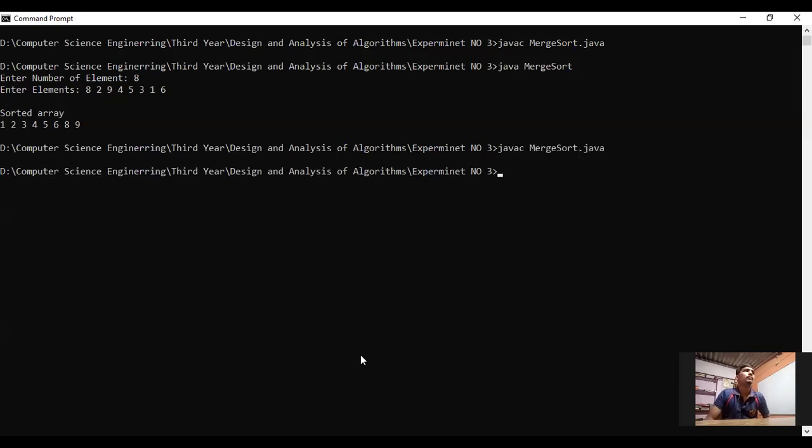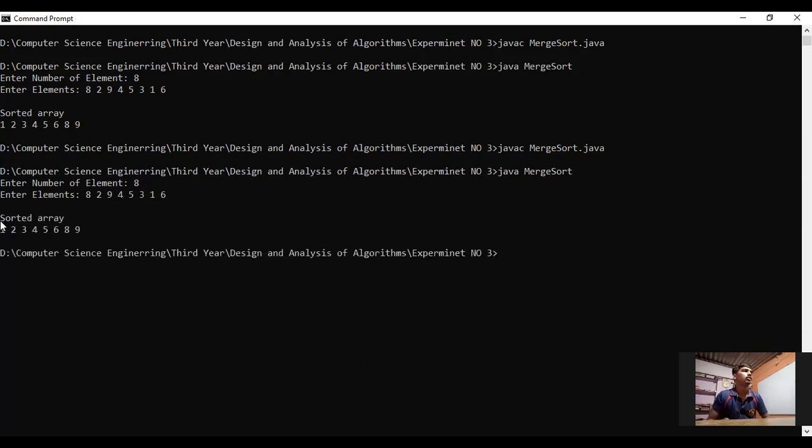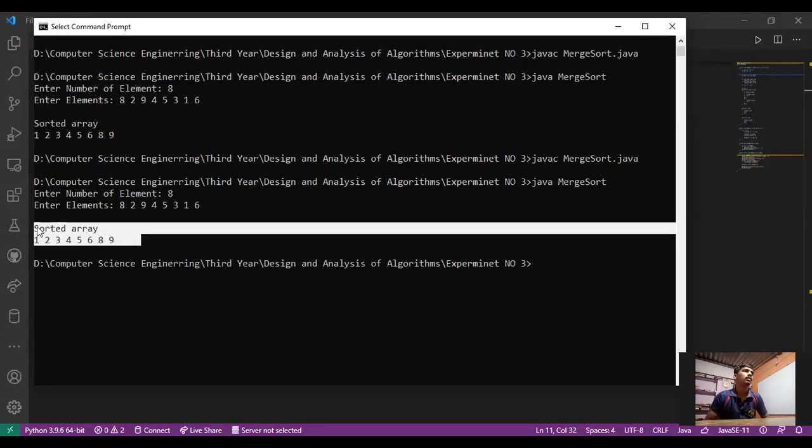Here we compile the code, then run the code. Our input has 8 elements: 8, 2, 9, 4, 5, 3, 1, and 6. After sorting, we get the array in sorted order. Here we see the array is sorted.